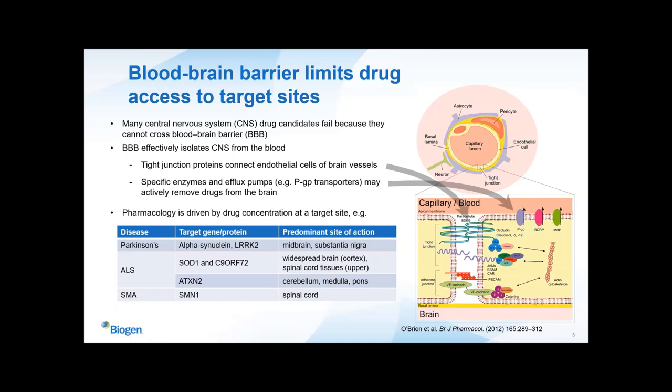At the same time, we know that the pharmacology of CNS therapies may be driven by drug concentration at the target site. Here is a table showing a few examples of neurodegenerative diseases and potential target locations: a gene expression or a protein associated with disease progression. In Parkinson's, for example, it can be alpha-synuclein protein or LRRK2 protein, which is produced in the midbrain and substantia nigra. In ALS, it can be the SOD1 gene, C9orf72 gene, ataxin-2 gene, and some other genes, which are widely expressed in the brain cortex and spinal cord tissues. In SMA, it's predominantly in the spinal cord.